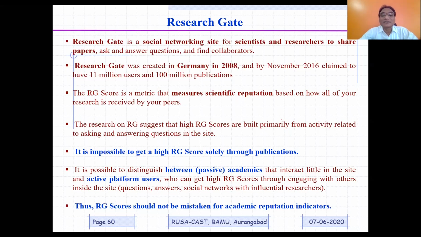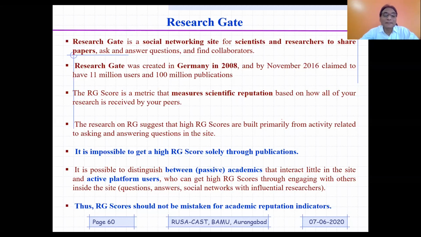ResearchGate was created in Germany in 2008, and by November 2016, it claimed to have 11 million users and 100 million publications. Every day, ResearchGate keeps on adding users as well as publications, because every day you can log in to ResearchGate. You can be a user of ResearchGate, and moreover you can upload your publication there. Most importantly, the RG score means the ResearchGate score. This is basically a metric that measures the scientific reputation of the researcher.